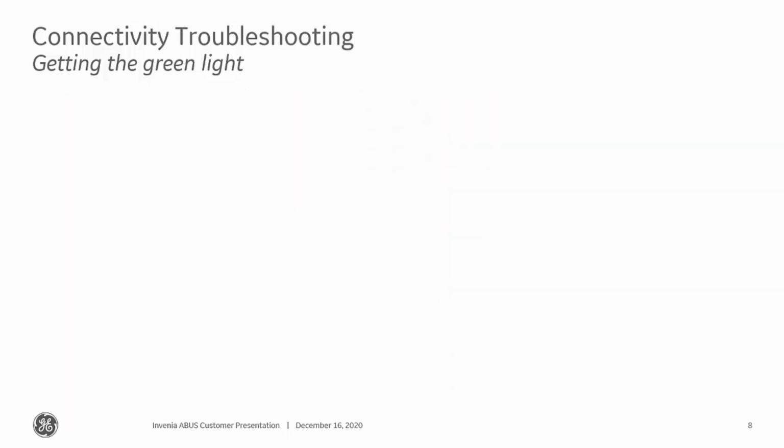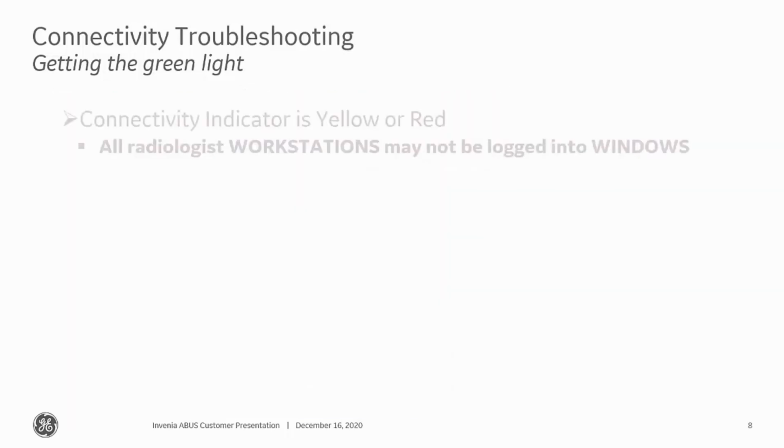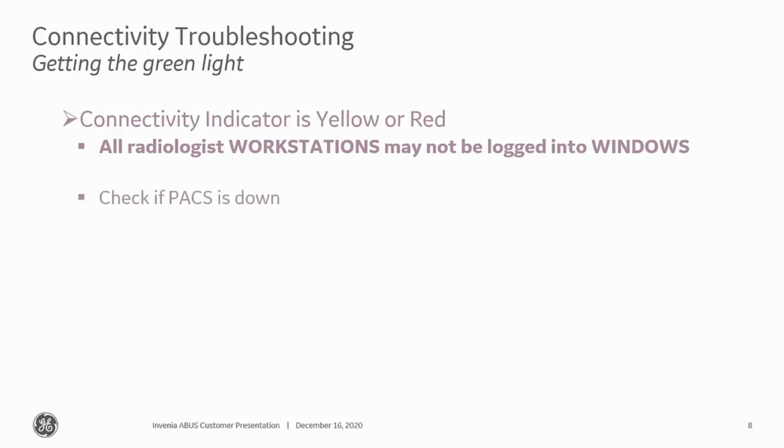So here are things you can do to troubleshoot when you don't have a green dot. Make sure the radiologist workstation has been logged into Windows. A lot of times that's the reason you don't have the green dot. The radiologist doesn't necessarily need to be there, just someone needs to actually log into the Windows application. Check if PACS is down. Sometimes PACS can be down, and that could be a reason for that. So you could call your IT person just to make sure that PACS is up and running.